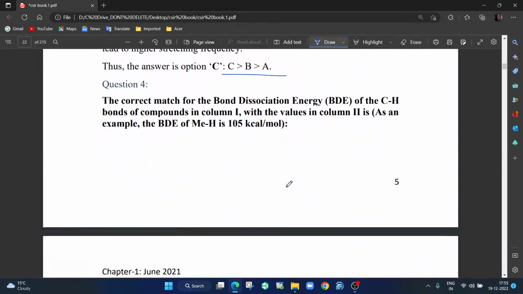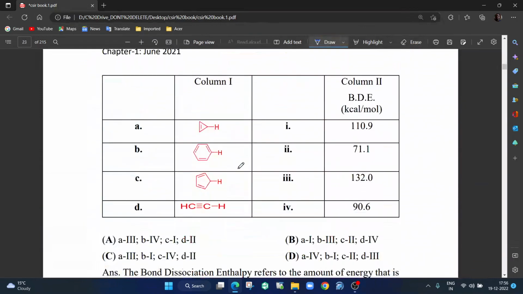Next question. The correct match for the bond dissociation energy of the CH bond of the compounds in column 1 with the values of column 2. As an example, the bond dissociation energy of methyl hydrogen is basically talking about methane. Methane is 105 kilocalories per mole. Now this is a question which is very deceptive. Easily you can get deceived, because generally when we see this hydrogen, we think that it must be talking about the acidity.